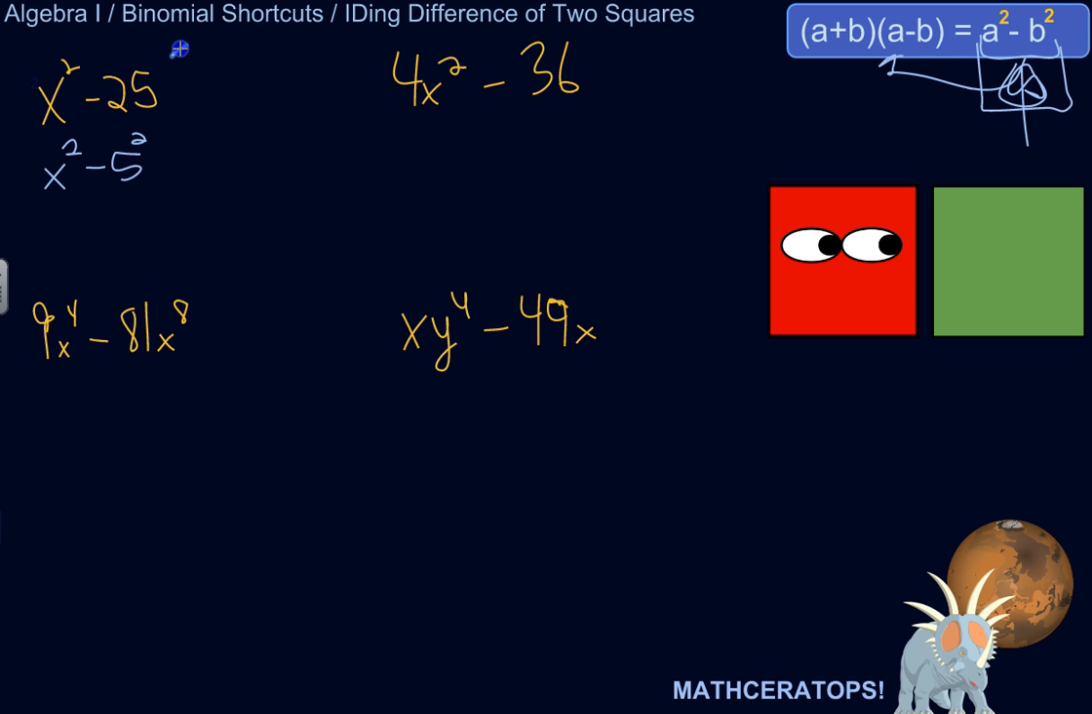So in this example, my a would be x, my b would be 5. A and b just stand for some number and then some other number. So then I could actually factor this out. It's a plus b, x plus 5, times a minus b, x minus 5. So this becomes that, and that becomes this.